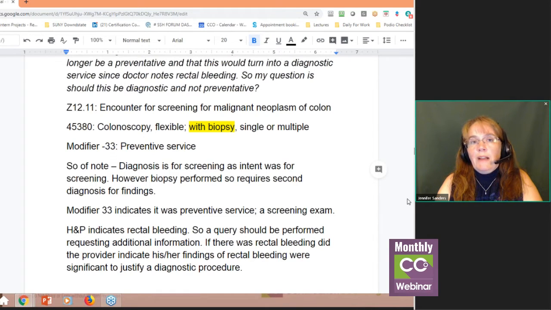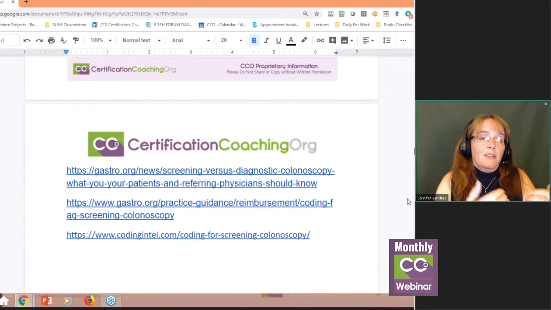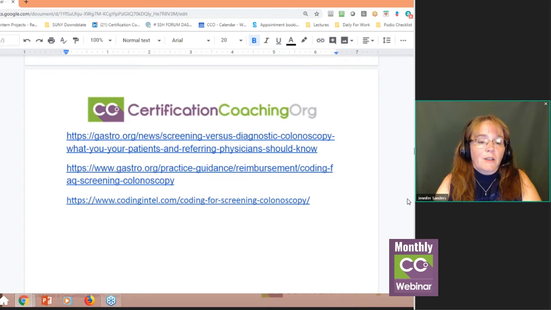But the H&P indicated rectal bleeding. So a query should be done. Sorry to draw this out. Bottom line, surprise, surprise, you have to query the provider. We need more information. If there was rectal bleeding, did this fall into that category that it's the provider's decision? Maybe it could be rectal bleeding from some other reason, maybe a medication or maybe a digital rectal exam, who knows? But was it specifically continuous rectal bleeding or whatever qualifications that physician determined would fall under a screening or a diagnostic. So some of the links that I included were where I got some of this information regarding colonoscopy screening versus diagnostic.